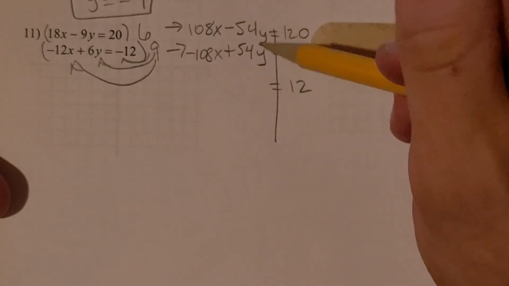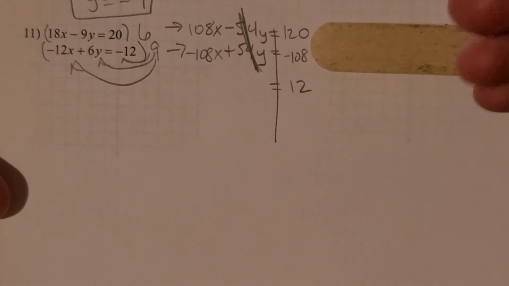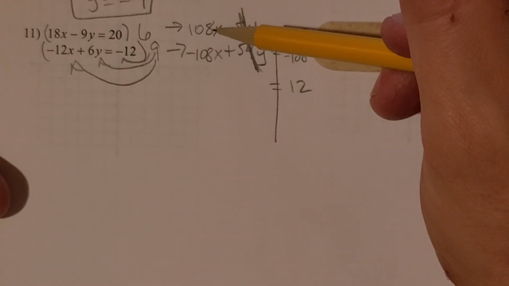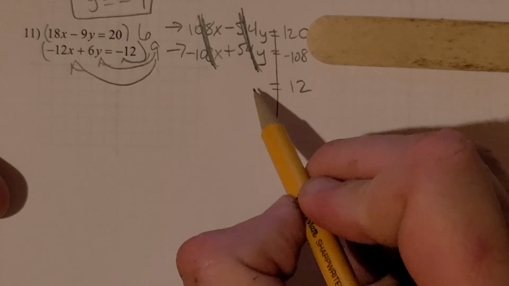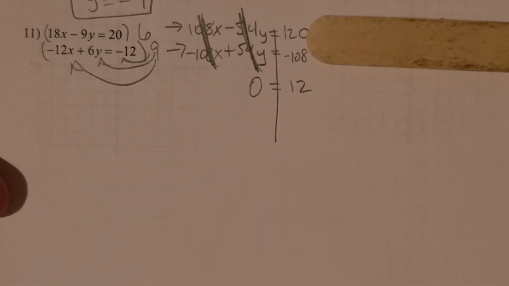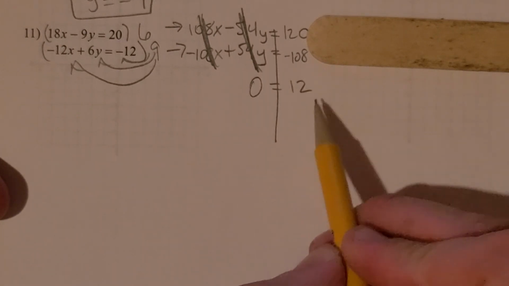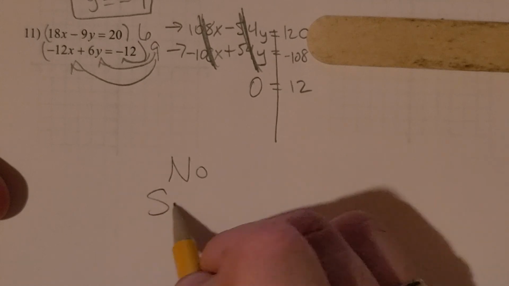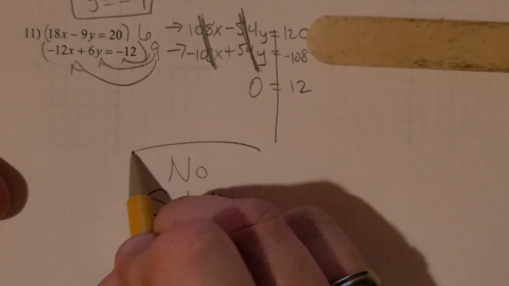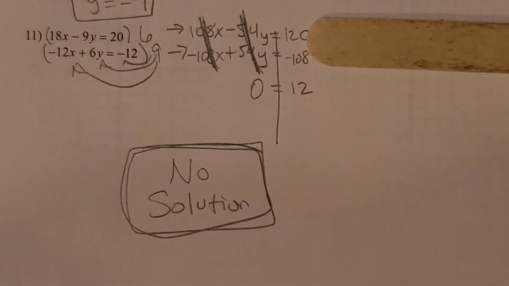Now, just like we wanted before, these two are opposites and they cancel out. And then we come over here. Oh, hey, these two are opposites as well. 0 equals 12. Did we do something wrong? No. You should remember our other special case, when you end with no variables but a false statement. That means your answer is no solution. In other words, if I were to graph these two equations, I would actually find that they are parallel. They never touch at all.